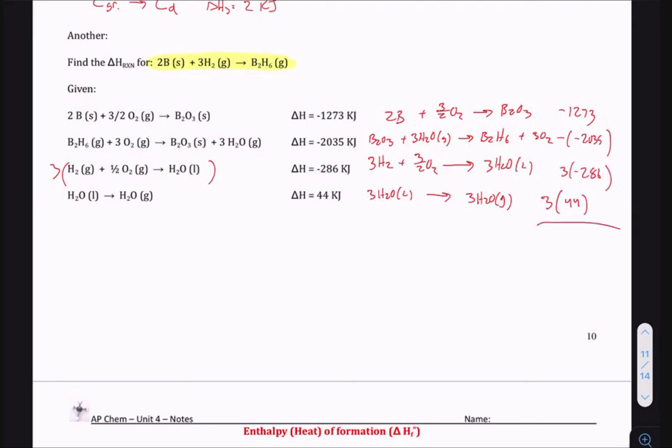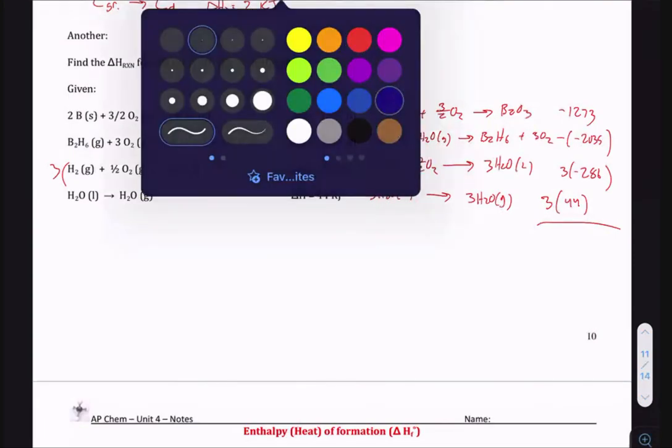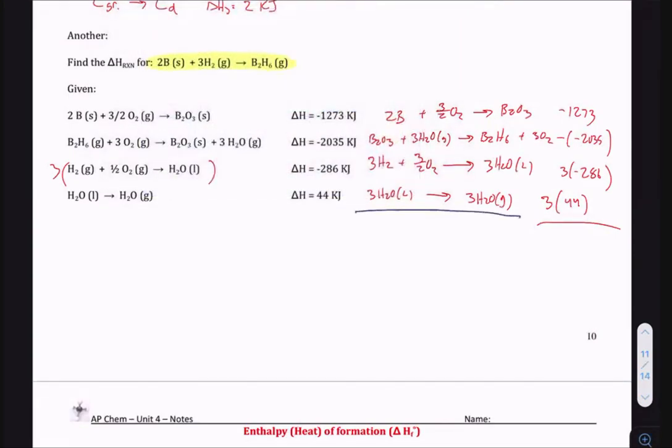All right, let's see what shakes out. Okay, B2O3, we said that's the first thing it's canceling. There's one on the product side, there's one on the reactant side. That's gone. Water in gas form, 3 moles of water gas on the reactant side, 3 moles of water gas on the product side. Gone. Water in liquid form, 3 moles of liquid water on the reactant side, 3 moles of liquid water on the product side.